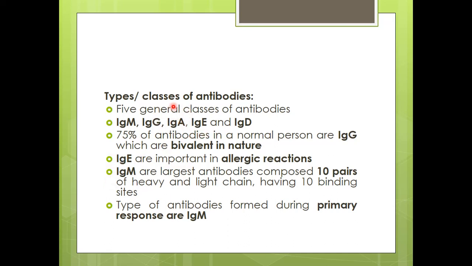IgA antibodies are known as secretory antibodies, and they are present in various body secretions. IgD antibodies are present on the surface of immature B lymphocytes, and a very small amount is also present in the plasma. But the exact function of IgD antibodies is not known.